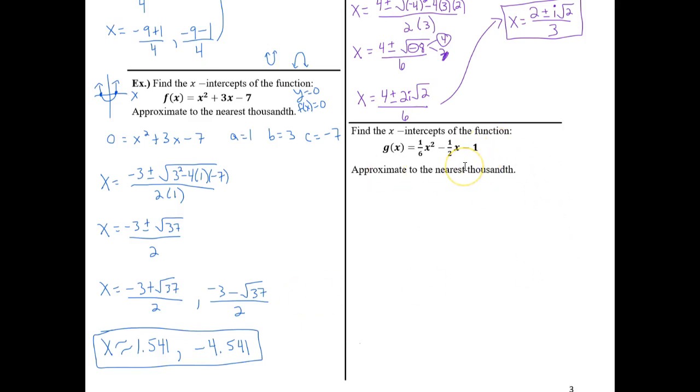Go ahead and try the example on the right. It's the same starting idea. You're going to set it equal to 0, but you don't want to plug in fractions into this formula. So I would recommend clearing the fractions first and then identifying your a, b, and c.